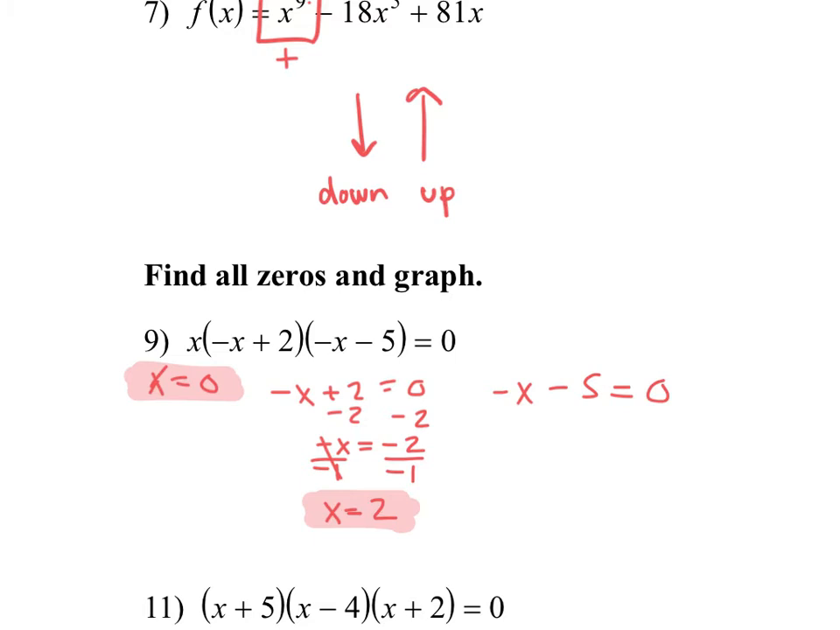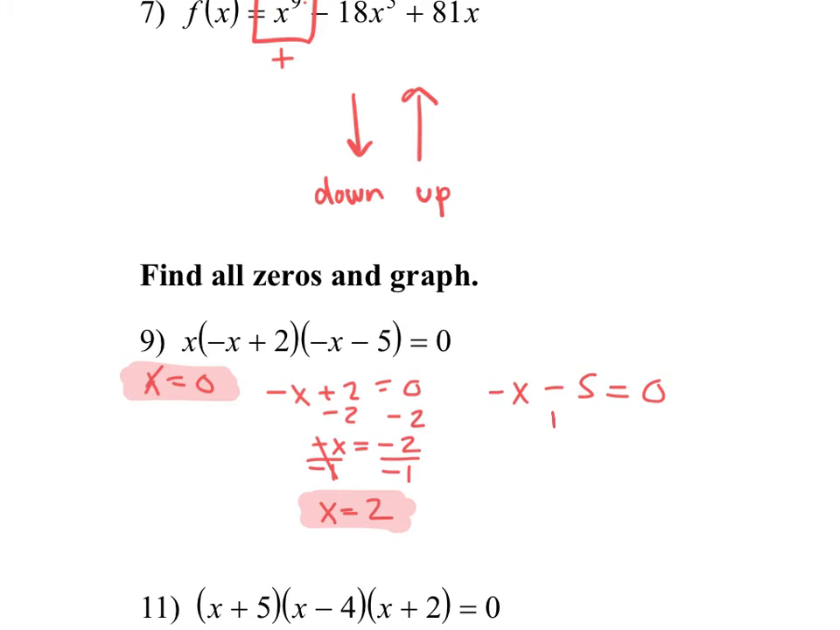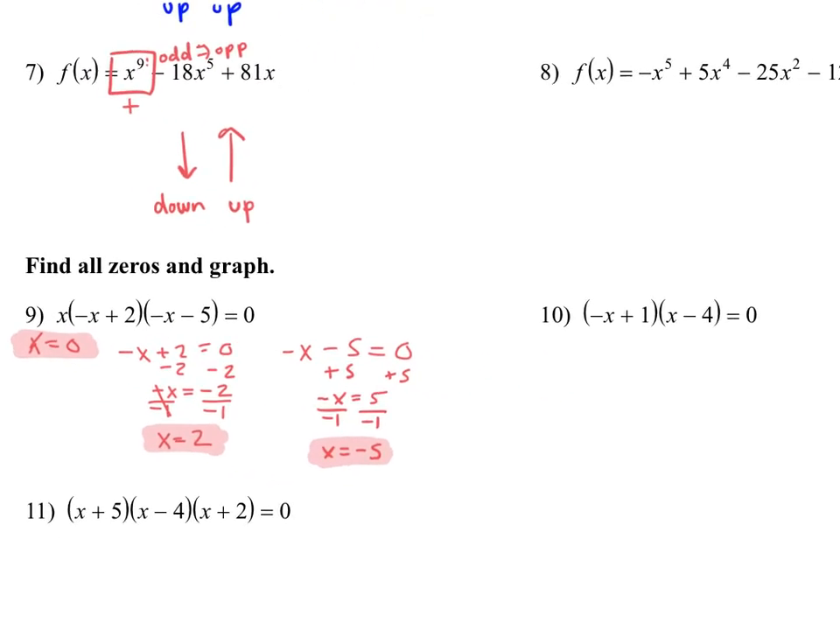Add 5. So we can either add 5 or add x. Either way works. Let's add 5. So we have negative x is equal to 5. How do we get x to be positive? Divide by negative 1. So x is equal to, what's 5 divided by negative 1? Negative 5. Perfect. Now we just need to put all 3 of these points on our graph.